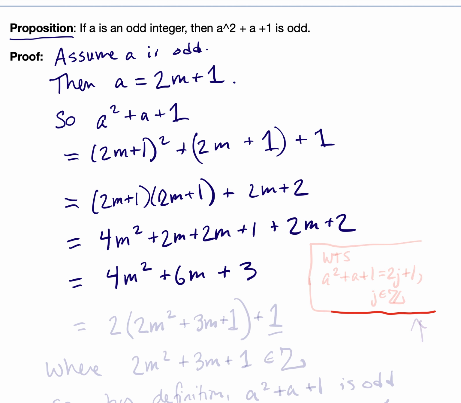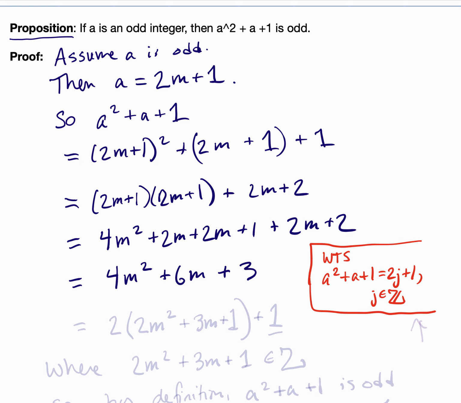We're trying to show that a squared plus a plus 1 is odd. So just in the background, we could say to ourselves, okay, we want to show that a squared plus a plus 1 is equal to 2j plus 1 for some j in the integers. So that's what we're trying to show, and we could put that on our scratch paper, but it shouldn't be part of our proof.